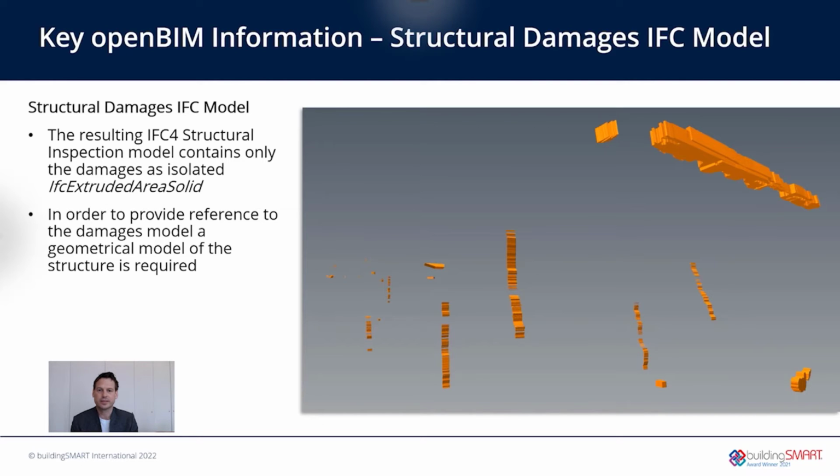And here you can see that we have only produced extrusions floating around in space. And this model is not particularly useful by itself, as one of the overarching goals of our technology is to be able to provide a clear graphical overview of the structural condition of the bridge, which means being able to show the relationship between the various damages and the context within which the damages have occurred. Therefore, we require a geometrical reference model of some kind to provide orientation and meaning to the structural damages model.